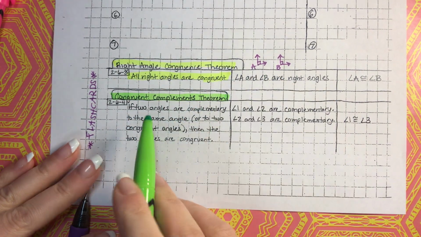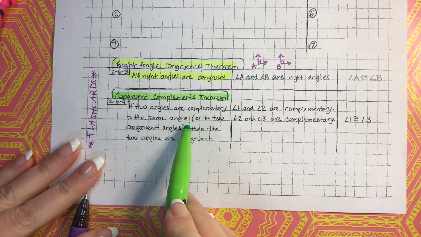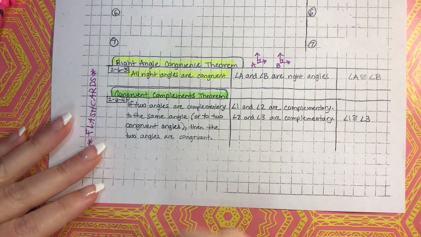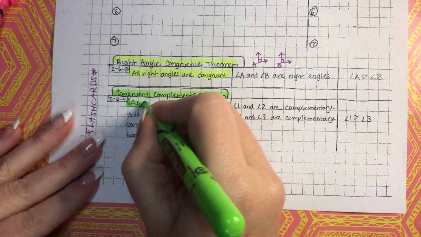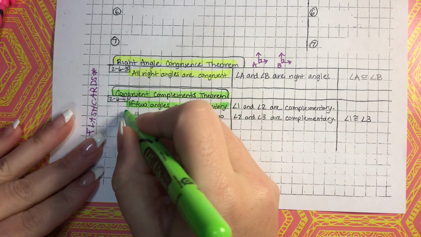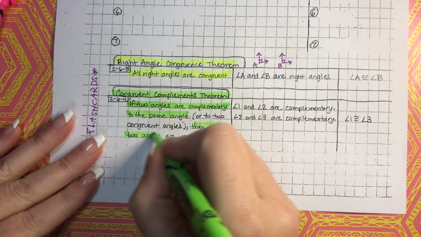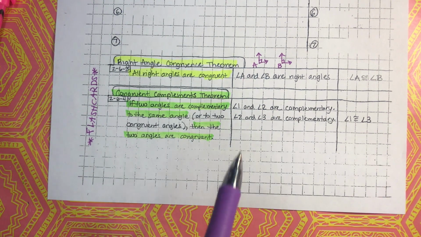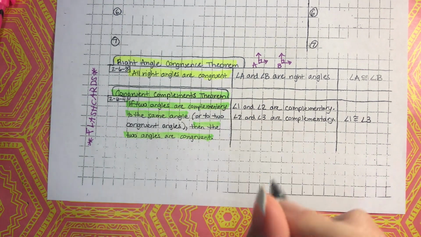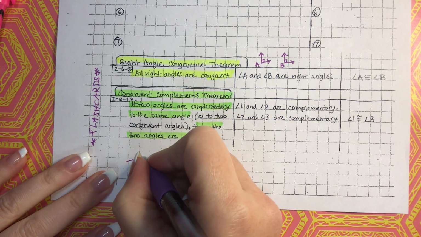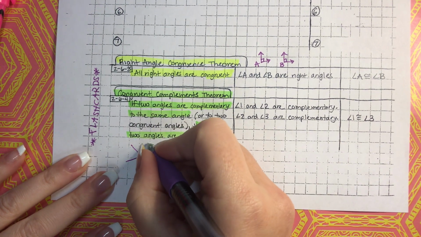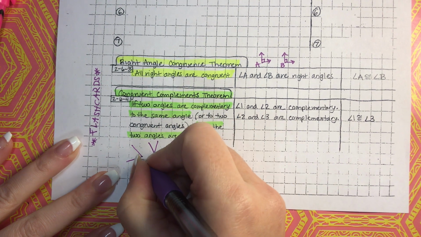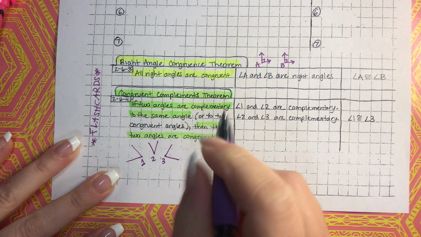Awesome. Okay, on to the next is the congruent complements theorem. And what this one says is if two angles are complementary to the same angle or to two congruent angles, then the two angles are congruent. So if two angles are complementary to the same angle, then the two angles are congruent. So if we have, you know, angle 1 and angle 2 and angle 3. So this is angle 1, this is angle 2, and this is angle 3.